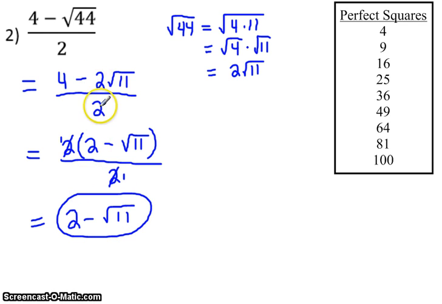So if you've got a fraction, always see if on the numerator, the top, you can factor out a GCF first, and then you can cancel factors. Alright, number 3.